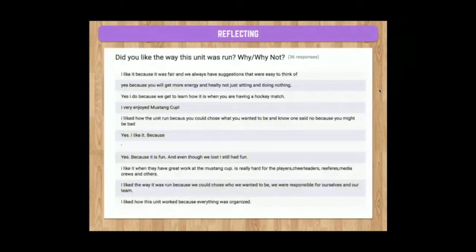Again, did you like the way this unit was run? I like it because it was fair and we had suggestions that were easy to think of. You get to learn how to have a hockey match. I like the way it ran because we could choose who we wanted to be. We were responsible for ourselves and our team, and everything was organized.